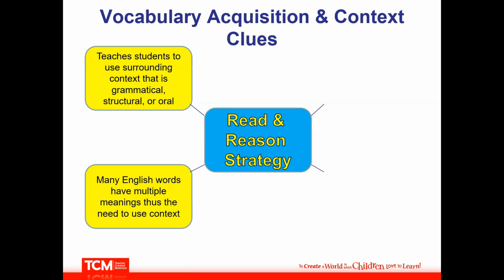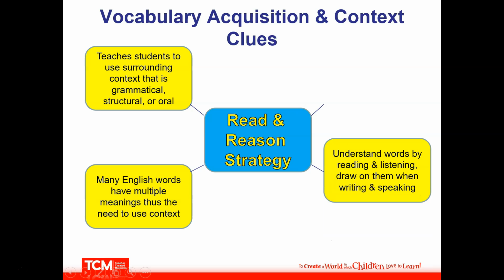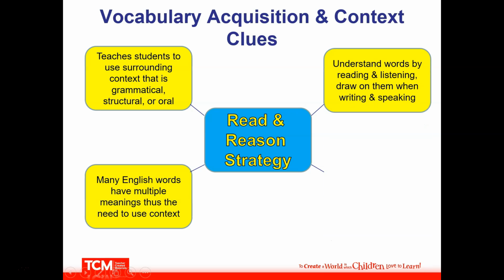And because many of our English words have multiple meanings, it is important for us to teach students to use specific context to help us determine the meaning of that specific word. And then the other thing that the read and reason strategy allows students to do is to understand words by reading and listening, and then also drawing on them when they're using them in their writing or their speaking.